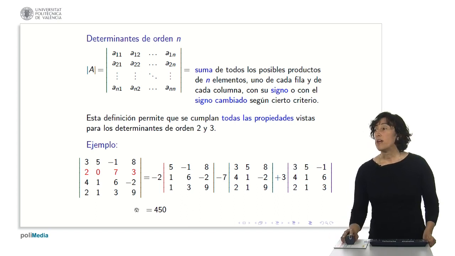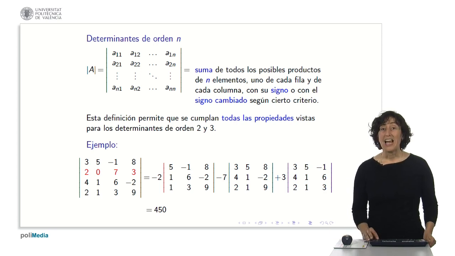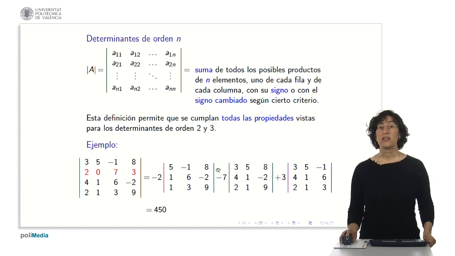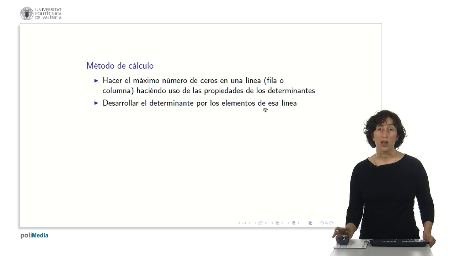As you can see, if I have zeros, it simplifies, because I have to calculate one determinant less. The more zeros I have, the better. What we are going to do is apply the properties of determinants that we have seen, which are fulfilled for any type of determinant, to calculate determinants by trying to make the greatest number of zeros possible. That is, we are going to make zeros in a line, row or column, that we choose by using those properties of the determinants. And then we will develop the determinant by the elements of that line by adjoints.